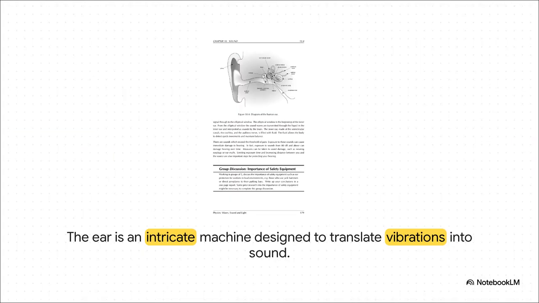And here's a look at that whole amazing system. From the outer ear canal to those tiny little bones, the hammer, anvil, and stirrup, all the way to the cochlea and the auditory nerve, it is an absolutely astonishing and elegant piece of natural engineering.